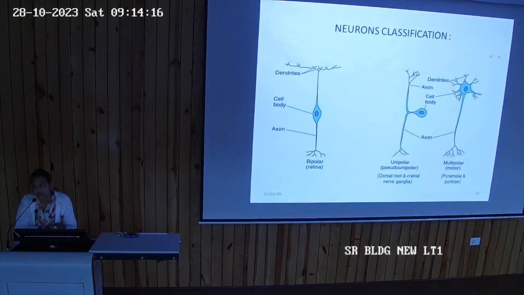Now, classification of neurons. This all has been covered, okay? This is a quick revision of the nervous part. Now, depending upon the number of processes, the neuron is divided into four types. The first one is unipolar, which has only one process.